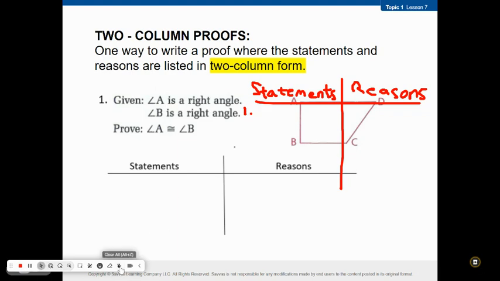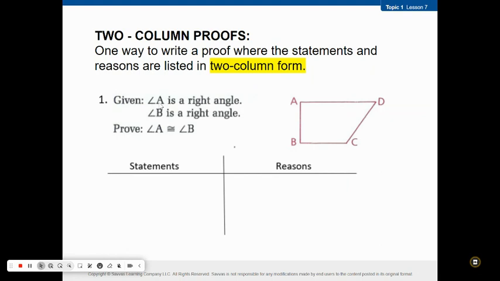So we're going to take a look at this one first. We have given angle A as a right angle, angle B as a right angle, prove that A is congruent to B. I'm going to give you a minute to write this down. Anybody still writing? Okay, give me a minute.